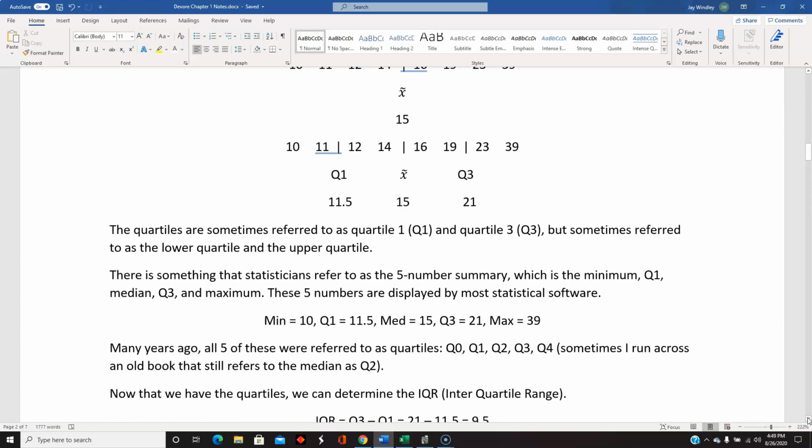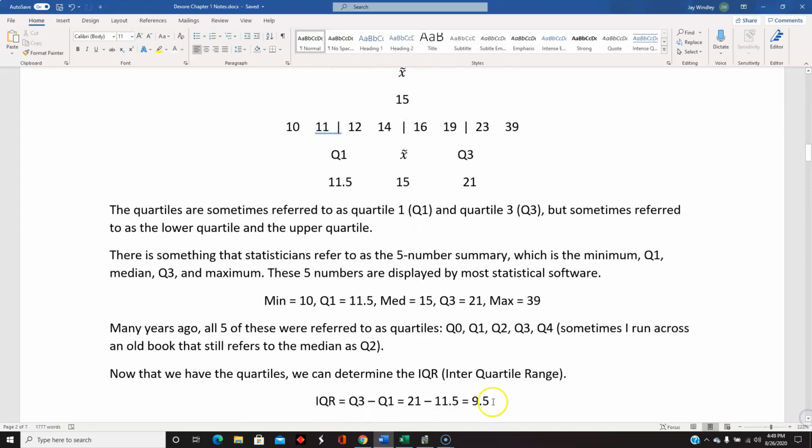So once you've determined where the quartiles are, then you can figure out the interquartile range, which is simply quartile 3 minus quartile 1. A pretty pain-free subtraction problem. So the interquartile range, or IQR, for our set of data is 9.5.